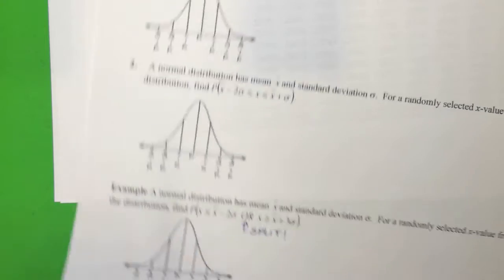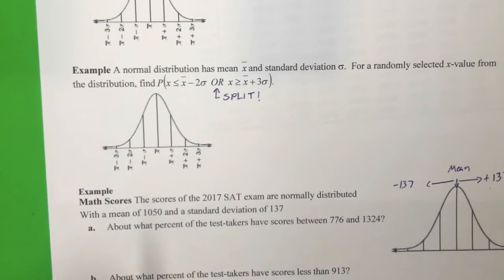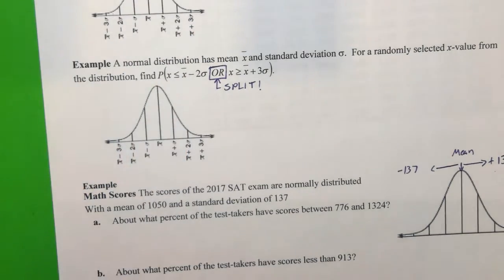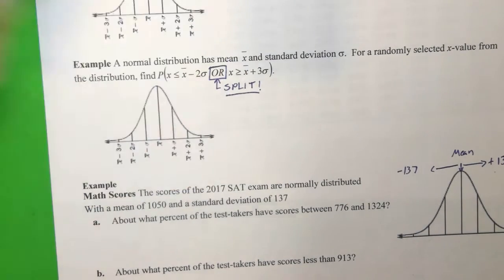Okay, now the last and craziest kind that we're going to look at is this one right here. And I want you to notice that this one's got a new and fancy piece that says OR. Now, OR is interesting because OR means that you're actually going to be shading twice. You're going to split the problem.